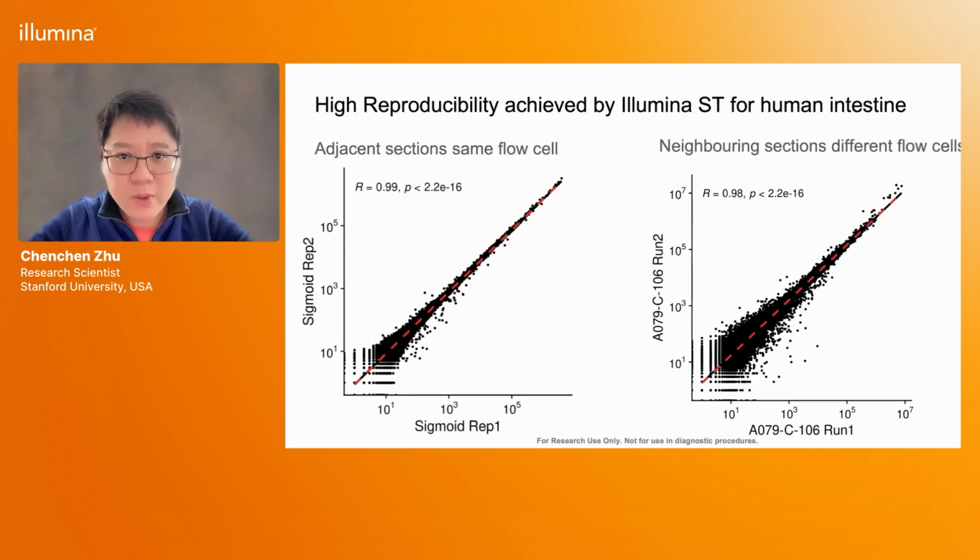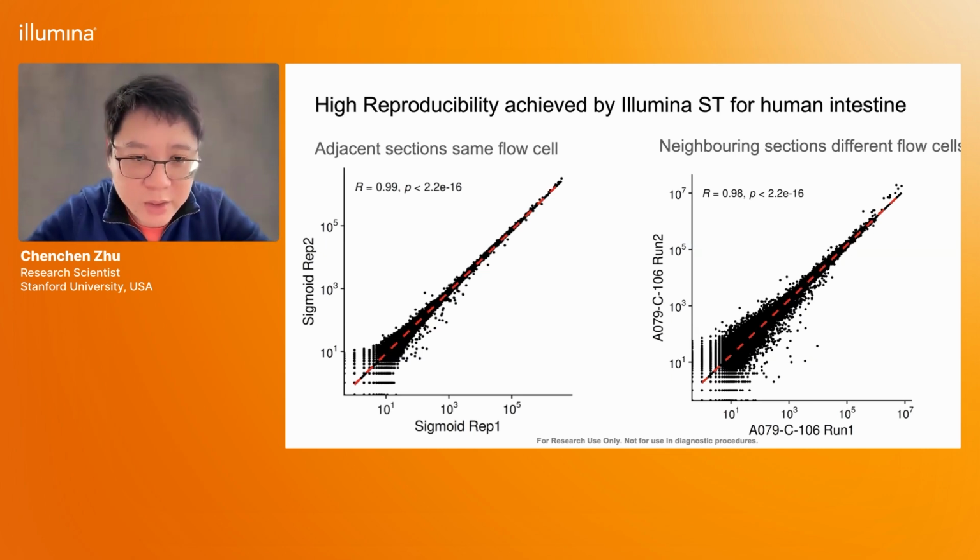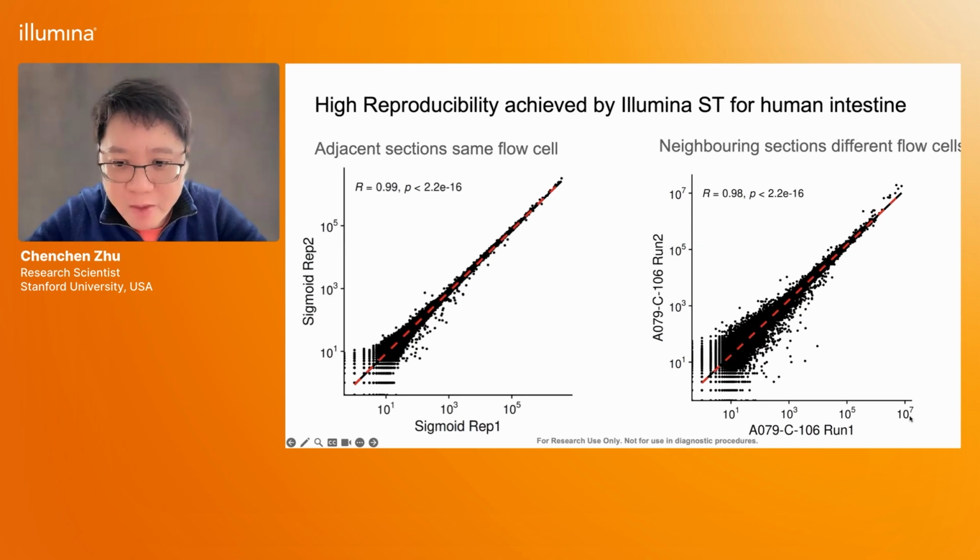One thing we want to make sure of is the reproducibility of the assay. It is a high throughput assay, so the question is, how do the replicates compare? We compare 2 replicates. One on the left is a technical replicate. That's 2 sections from the same block, profiled using the same flow cell. You can see the correlation in terms of the overall gene quantification works very well. And we also tried a neighboring section, but put on a different flow cell. The correlation is also amazing. So it is really very reproducible in terms of the gene quantification.